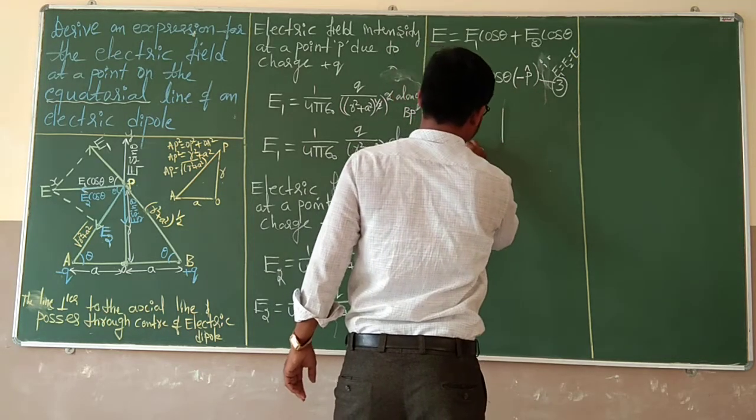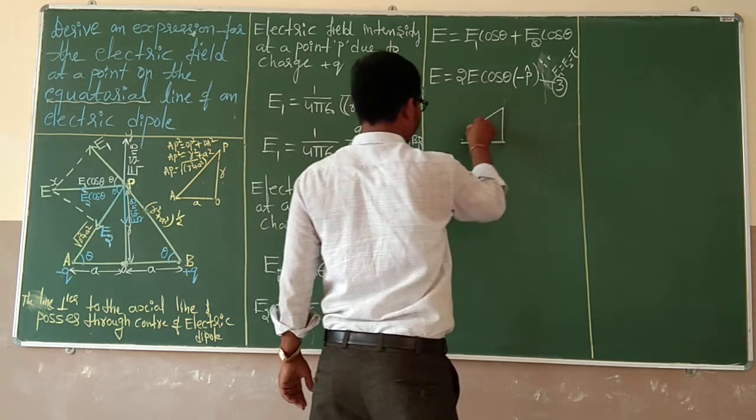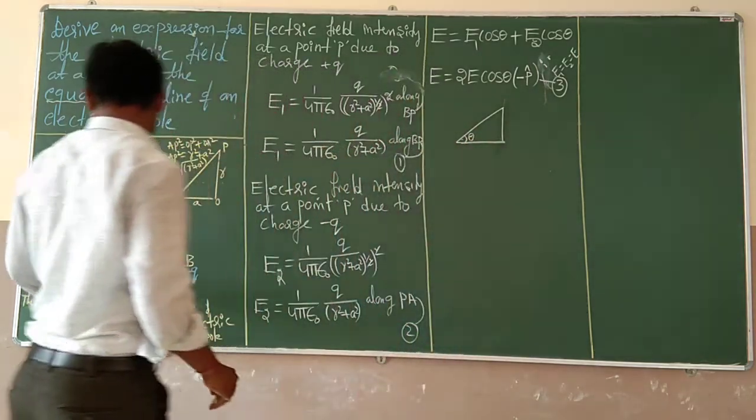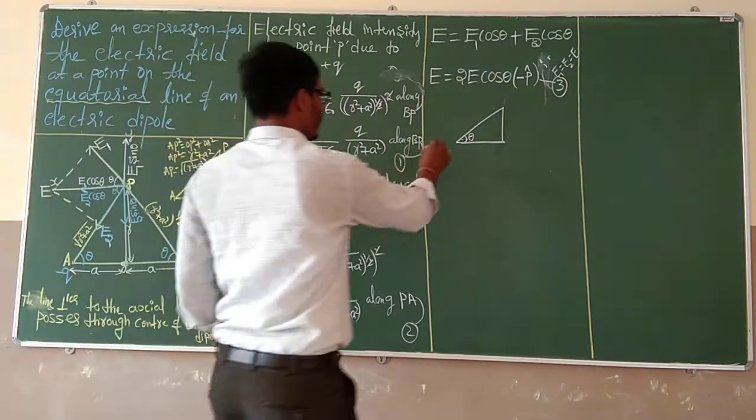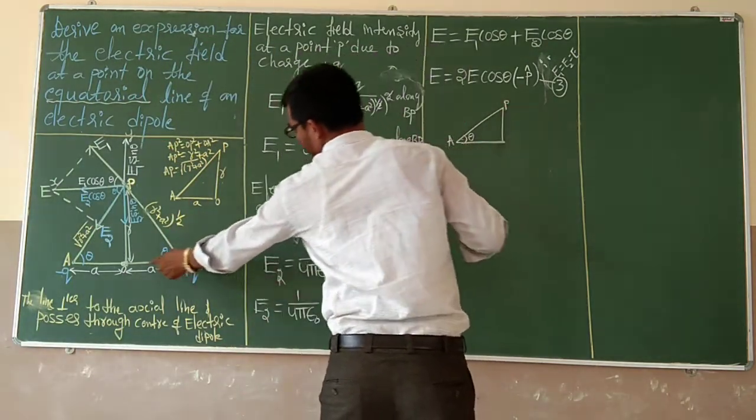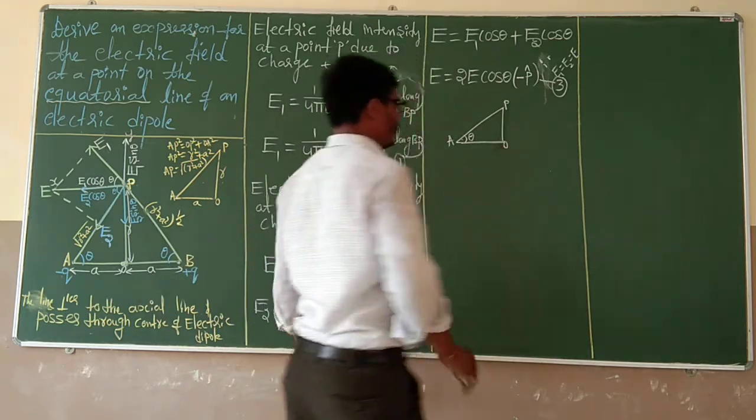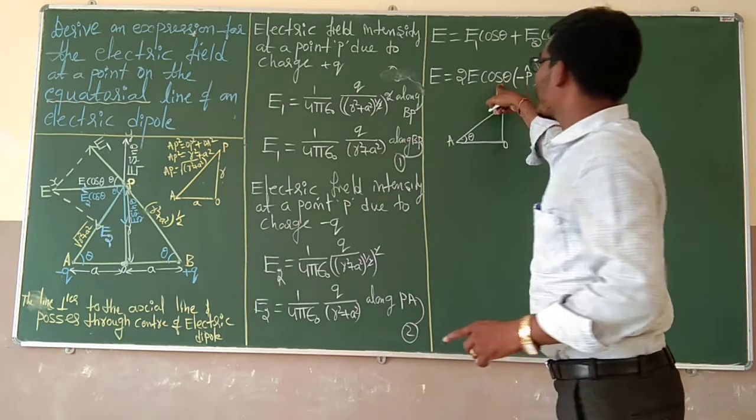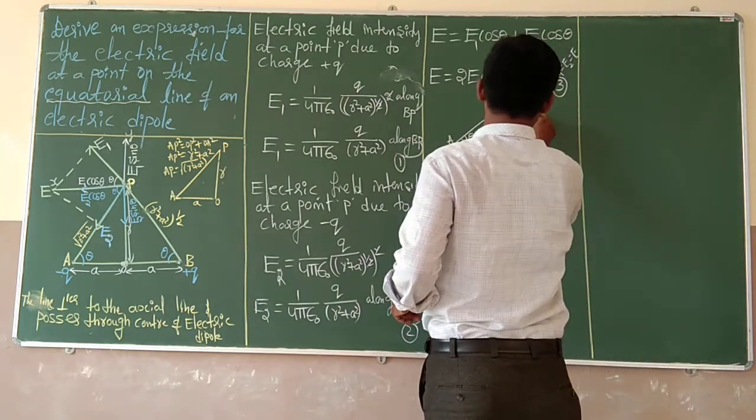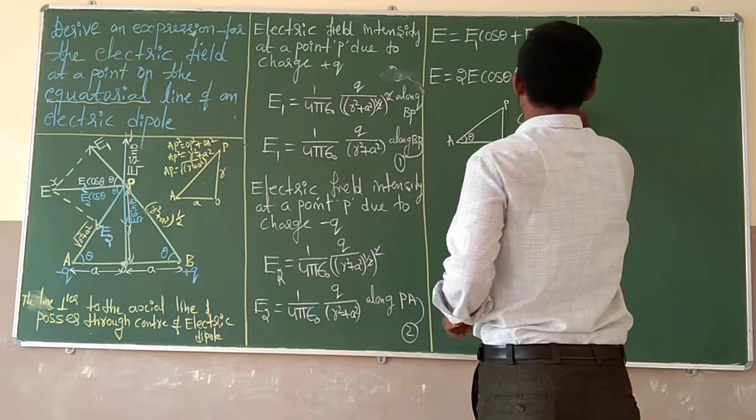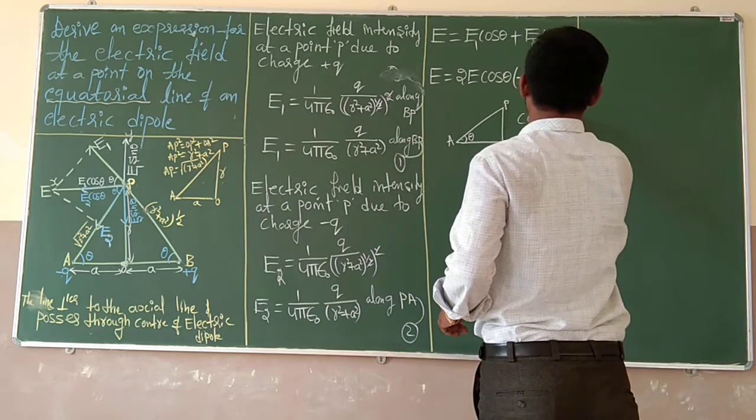Consider the triangle. We choose this angle as theta, with sides A, P and O. Here you have to find the cos theta. Cos theta is adjacent divided by hypotenuse.